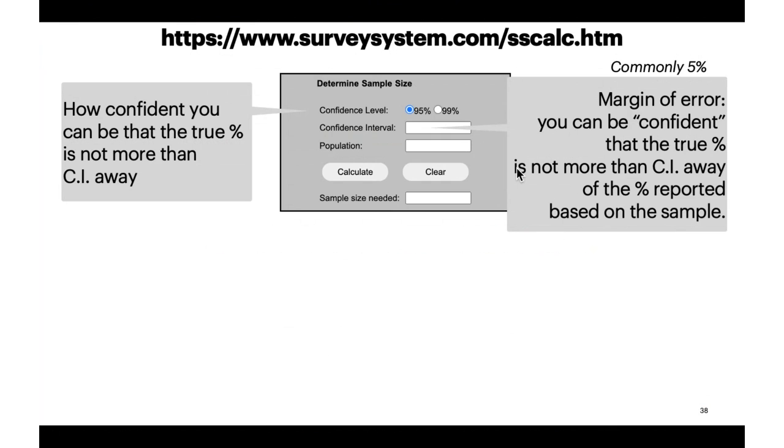The other variable is the confidence level. You can see it as the degree of confidence that you might have that the true percentage is indeed not more than one confidence interval away from the percentage reported based on the sample.